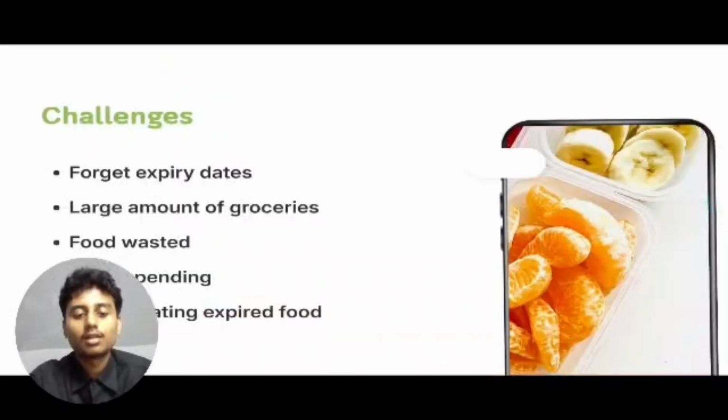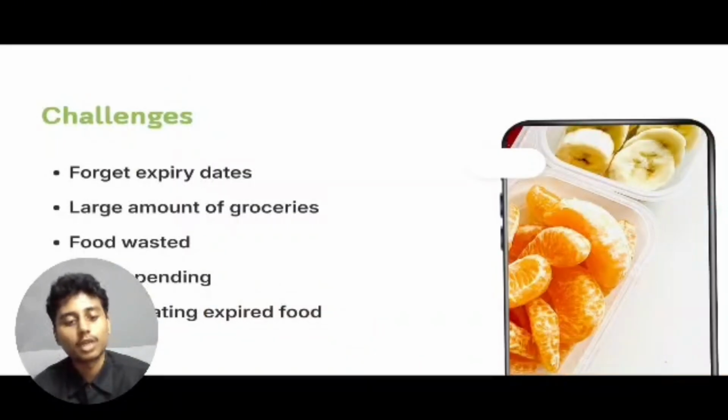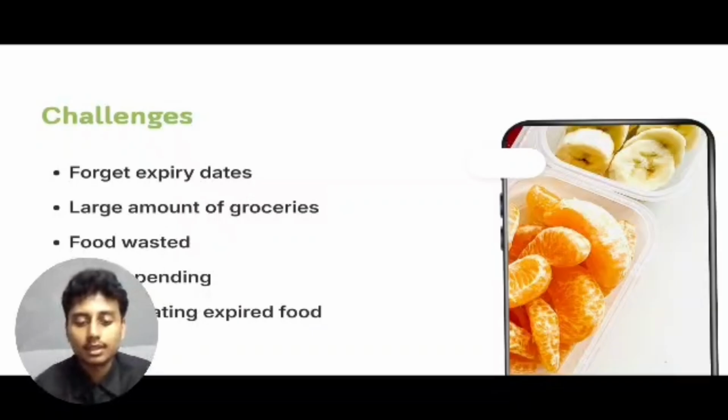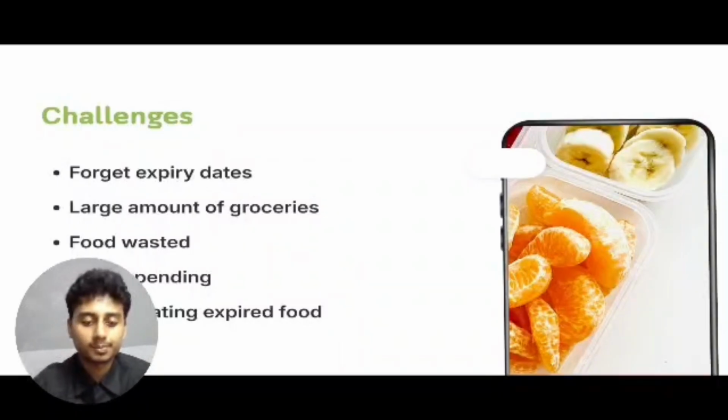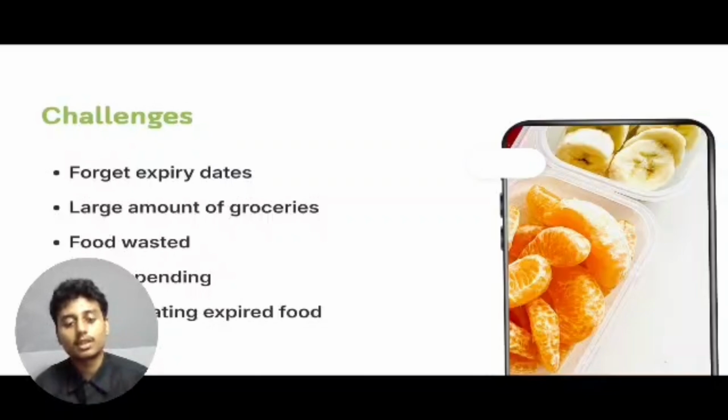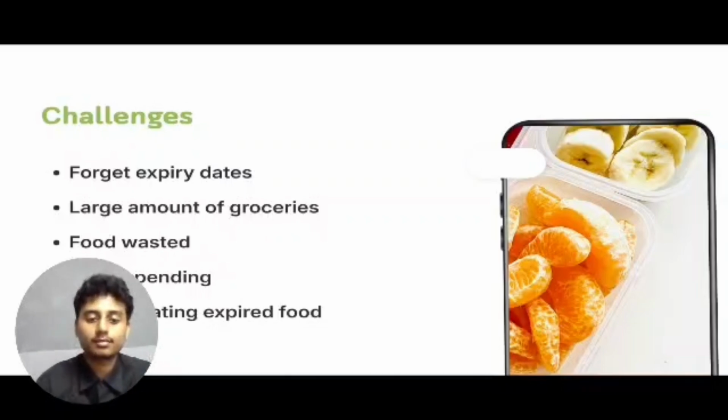So, challenges. One of the biggest challenges is remembering the expiry dates of different food items, especially when buying groceries in large quantities. Food stored in refrigerators or cupboards can easily be forgotten until it has already expired. This leads to unnecessary food waste, extra spending, and the risk of eating expired food. Our application addresses these challenges by sending reminder notifications, organizing food into categories, and making expiry dates easy to track.